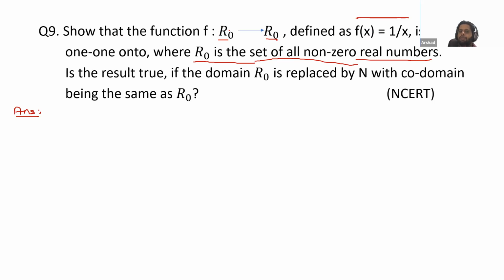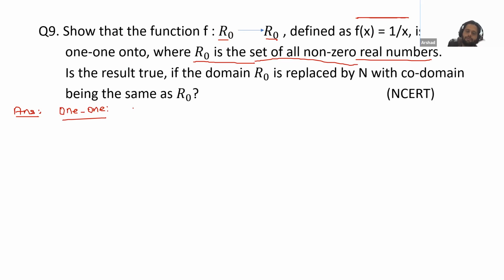So remember, this is not all real numbers. We need to remove the zero from the real numbers. That means non-zero real numbers. Okay. So we need to show that this is 1, 1 and onto both. So check here for 1, 1.